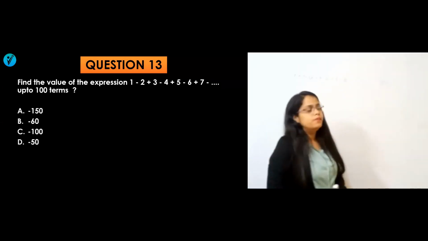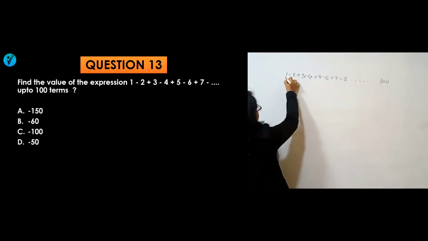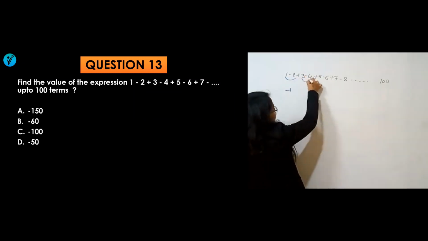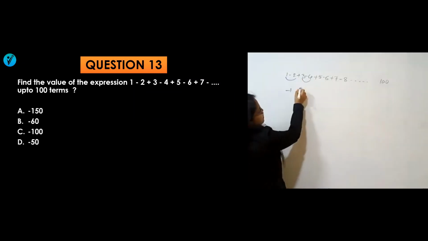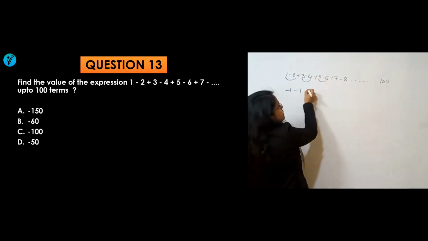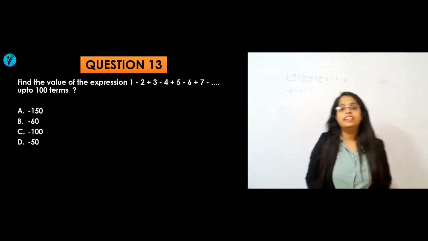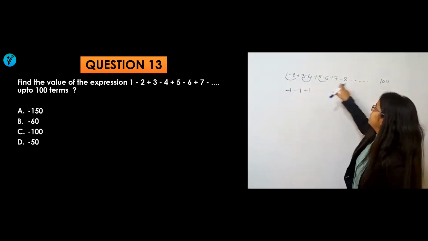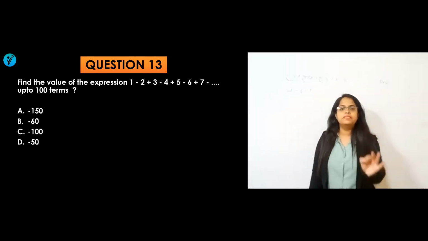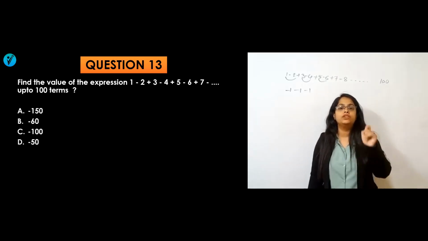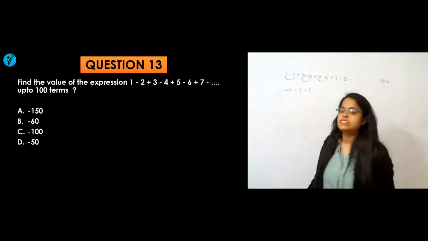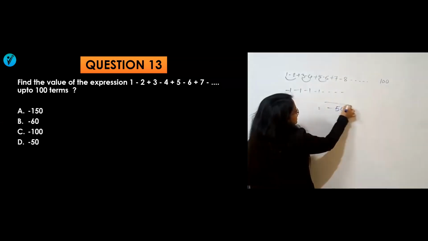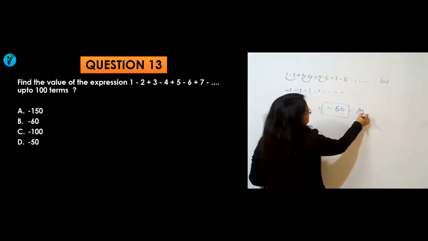So if you observe, each two terms are giving us the answer as minus 1. 1 minus 2 is minus 1. Plus 3 minus 4 is minus 1. Again 5 minus 6 is minus 1. And if there are a total of 100 terms, that means if you divide them into two terms each, you will get minus 1 repeated 50 times. So your answer will be equal to minus 50.